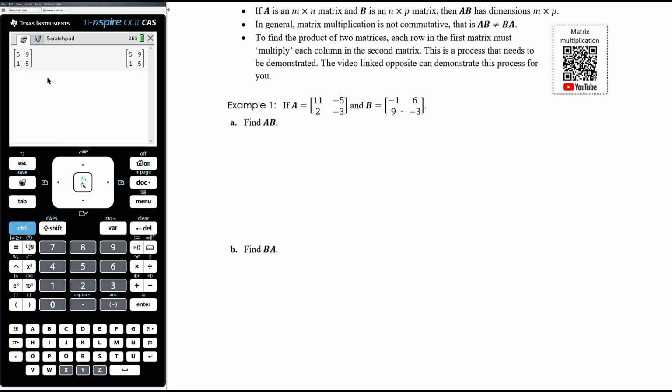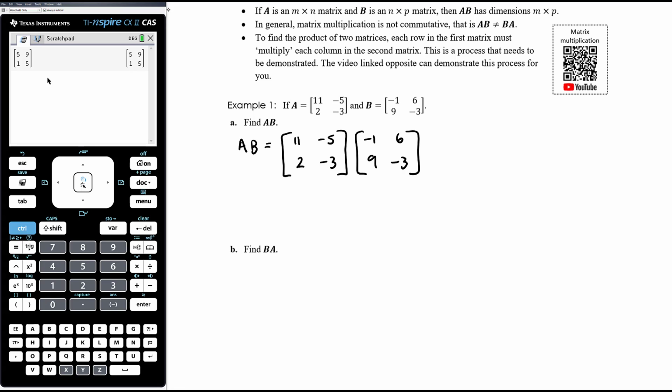Okay, so we're going to do two multiplications. We're going to do this multiplication in two different directions, and this will also help to verify that even when it's possible in both directions, we won't get the same result. Okay, so A times B, AB is going to be [11, negative 5; 2, negative 3] times [negative 1, 6; 9, negative 3].